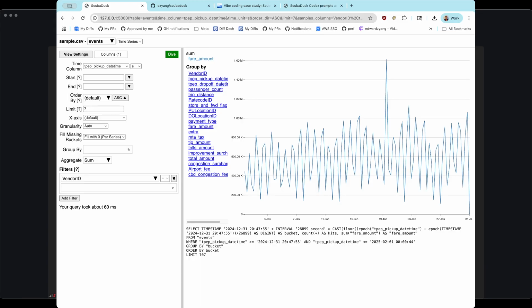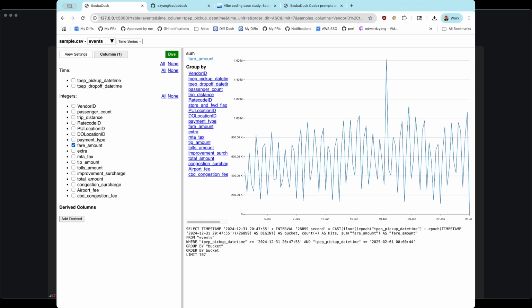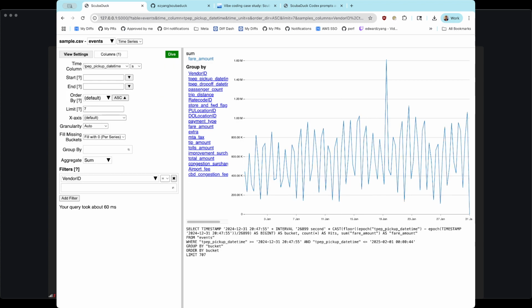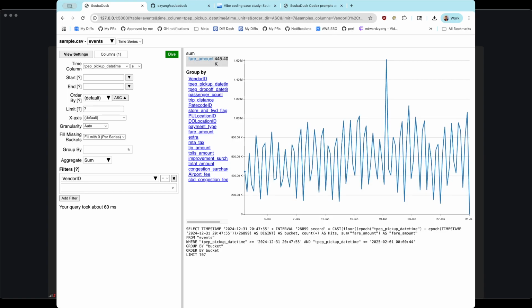So in this view, what I have right now is I said, okay, tell me what the fare amount was, plot it out over time, and aggregate by summing them all together. And there's some granularity that is whatever. So for the given period of time, the taxi drivers collected $1.6 million of fare.